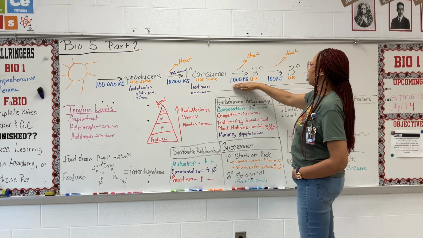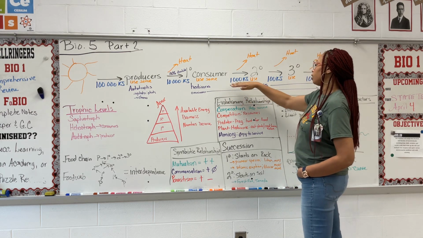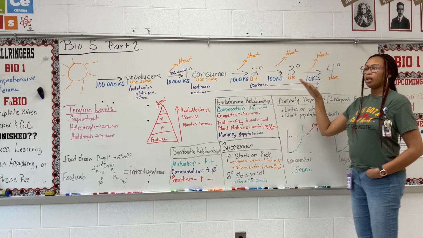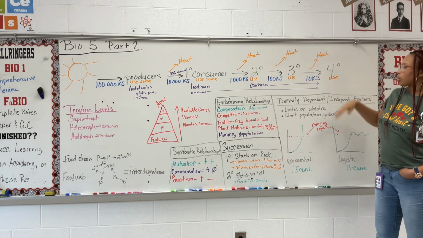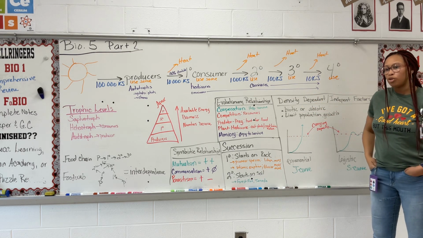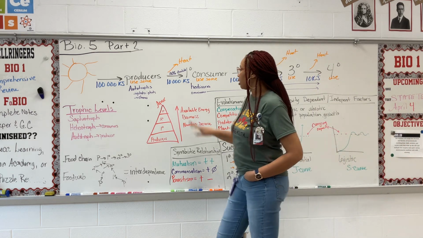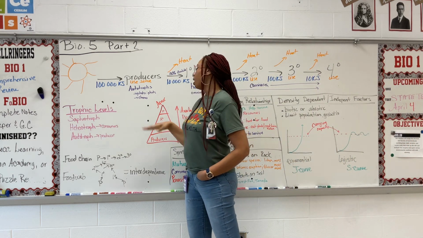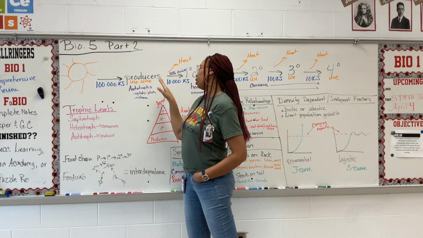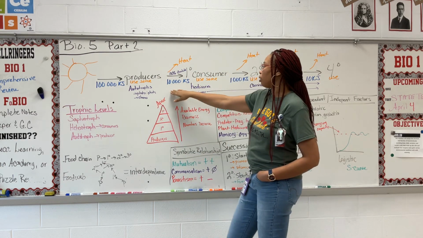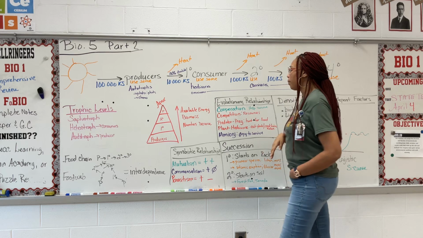And then those secondary consumers would take in about 1,000 kilojoules, tertiary would get 100 kilojoules, and our quaternary would get about 10 kilojoules of energy. So each time energy is transferred from one trophic level to the next, some of it is lost in the form of heat. Some of that energy that was available is used by the organism, so only about 10% is able to be passed on.